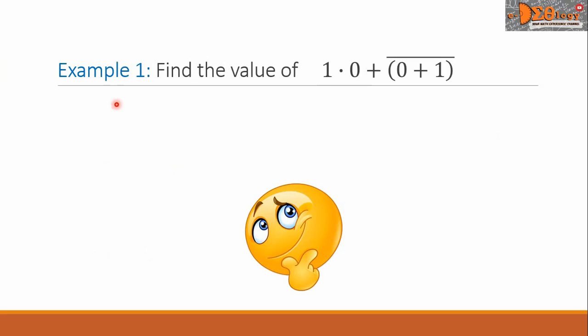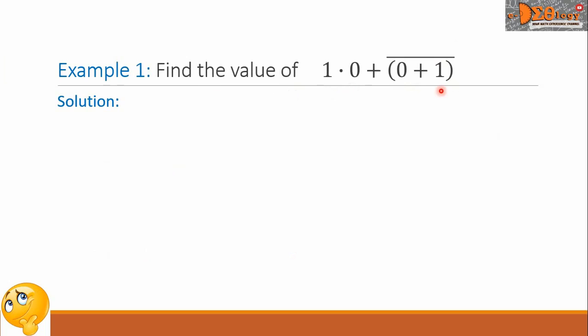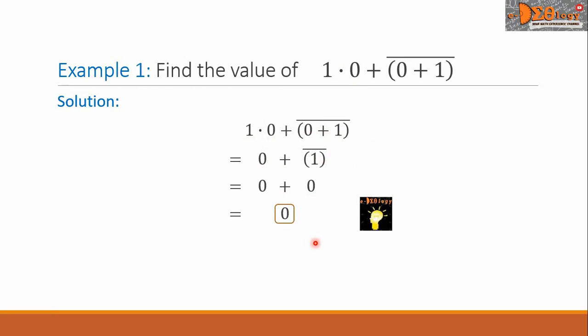Let us see some examples. This is the first one. Find the value of 1 times 0 plus the complement of the quantity 0 plus 1. For our solution, let us copy the same problem down here, and then let us find the values of the operation. This 1 times 0 is 0, then plus the quantity 0 plus 1 is 1. Let us simplify this 1 bar, and that will be 0. 0 plus 0 is 0. This is the final answer.